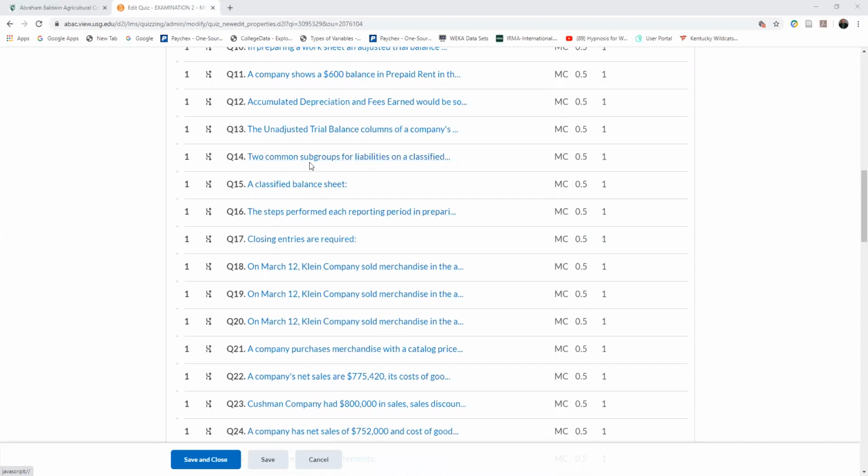Take a look at some of these things as well. Two common subgroups for liabilities on a classified balance sheet. And of course, what you're looking for there are the current and the longer-term liabilities.